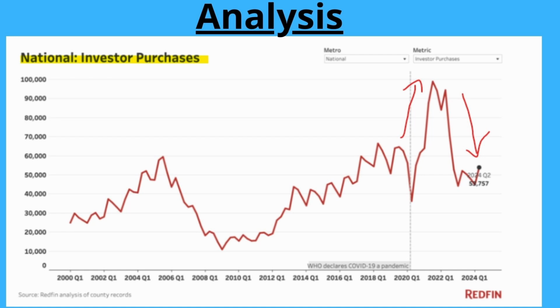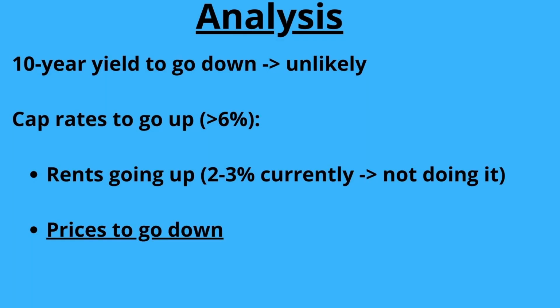So to fix this issue, if you want to see investors coming back, the 10-year has to go down, which is unlikely because we saw that the Fed cut rates by 50 bips and the market priced yields around 50 bips higher. So that's unlikely. I don't think we're going to see lower rates.